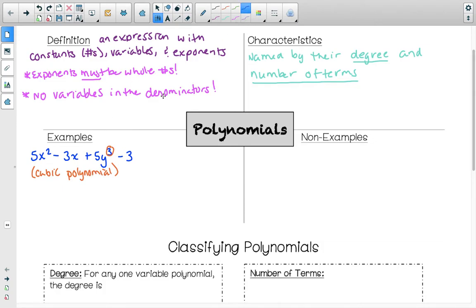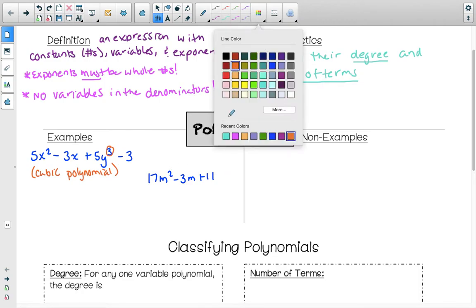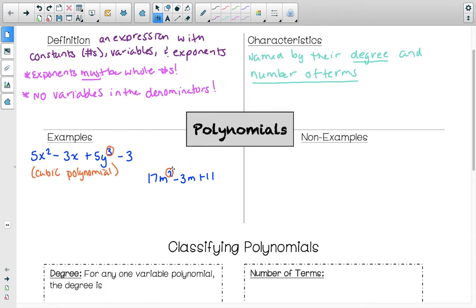Another example of a polynomial could be 17m squared minus 3m plus 11. There are no variables in the denominator, and our exponents are all whole numbers. This one has the highest exponent of a 2. This would be considered a quadratic polynomial. And in this case, since there are 1, 2, 3 terms, this would be considered a trinomial. Nomial means term, so there are 3 terms, trinomial.